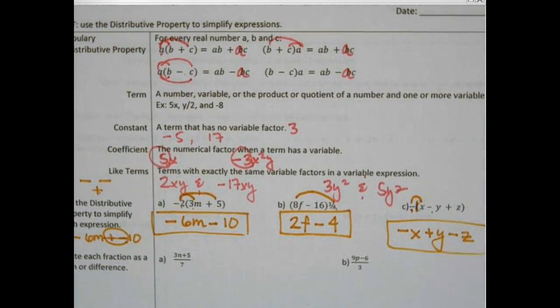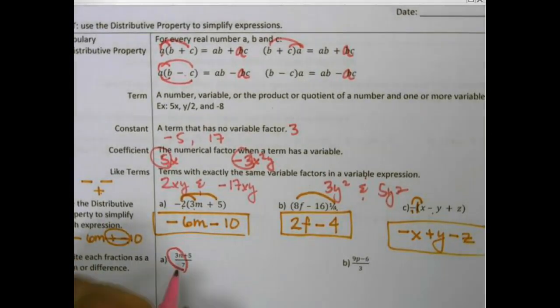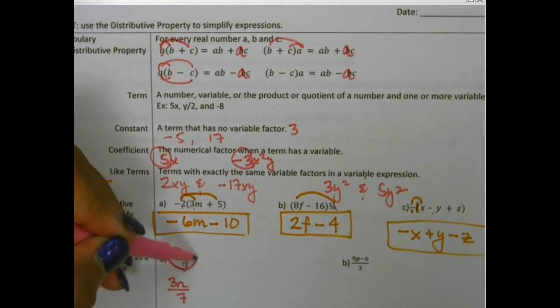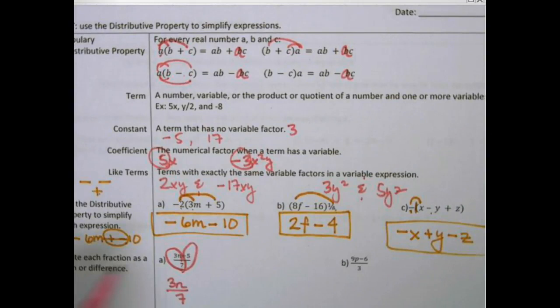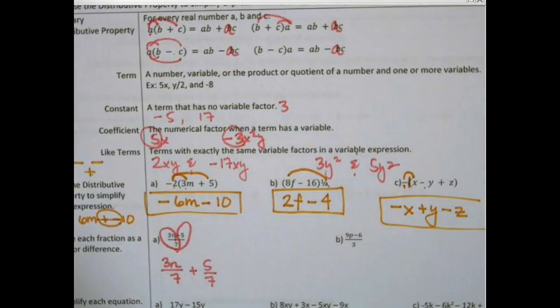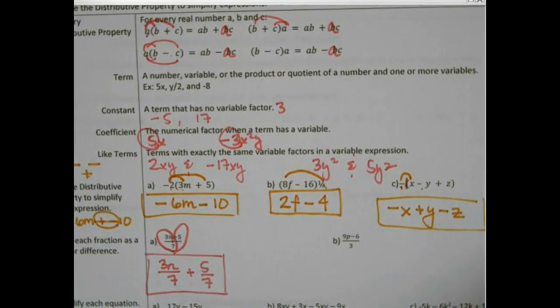Okay, now write each fraction as a sum or difference. It's kind of like the distributive property for division instead of multiplication. So what I like to do is take these two and write them as a fraction, 3n over 7. And then these two and write them as a fraction. It was positive 5 over 7. You cannot reduce either of these, so I'm going to leave it just like that. When we get used to it, these actually will look a little bit more like hearts.